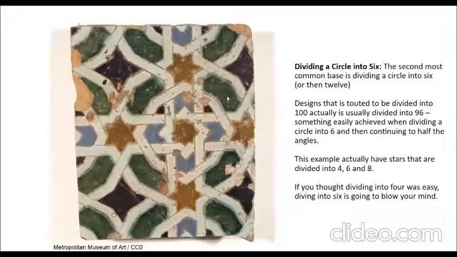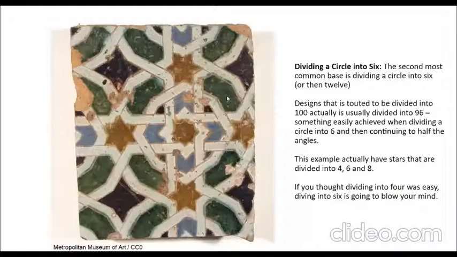Part 3, dividing a circle into 6 equal parts. If you look at this design, you will see right in the center, we have our basic 8-pointed star. But if you look at the 4 stars surrounding the center, you will see that they actually have 6 rays. That is our next design.